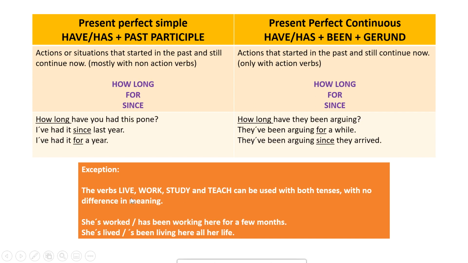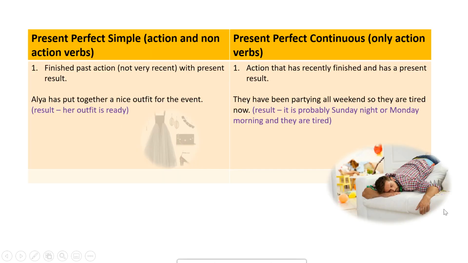We've got these verbs, live, work, study, and teach, that can be used with both. Yeah, so you can say she's worked here for a few months, or she's been working here for a few months. In the case of these four verbs, it doesn't really matter which of these tenses you choose. Okay, we move on.